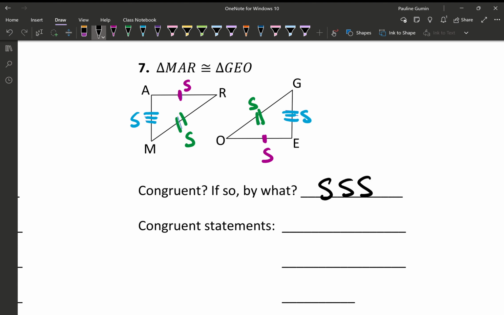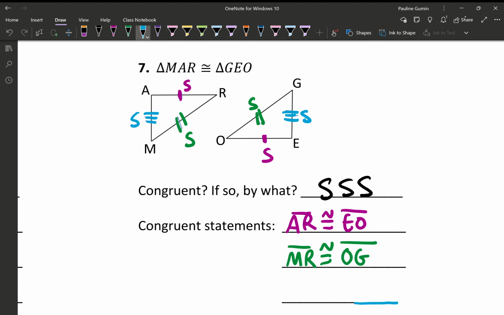Well, let's write down our congruency statements. I'm going to start with one tick mark. Got AR congruent to EO. I've got MR congruent to OG. And lastly, I don't know why I made this line so short, but we got AM congruent to GE.